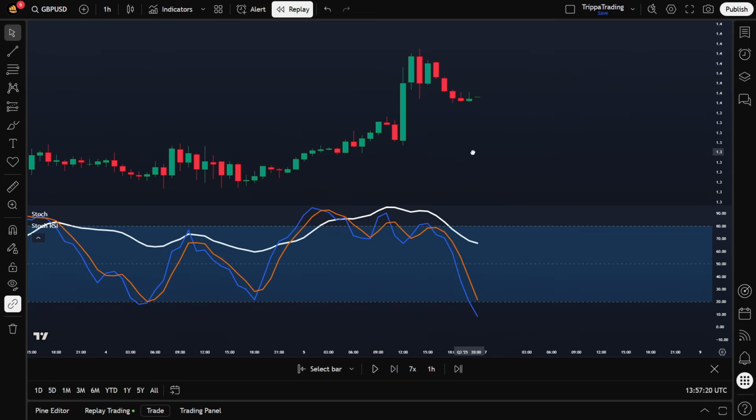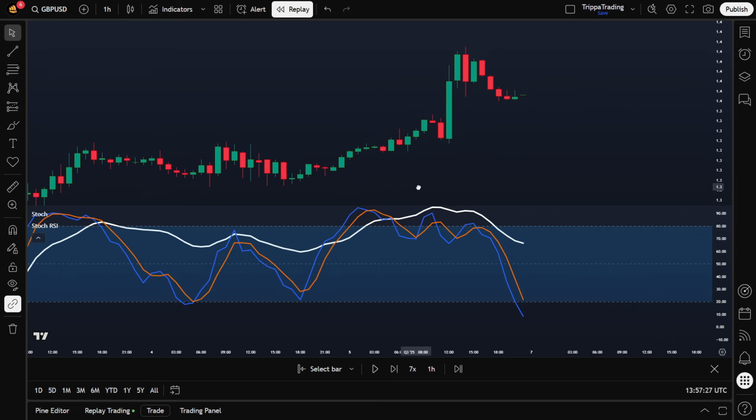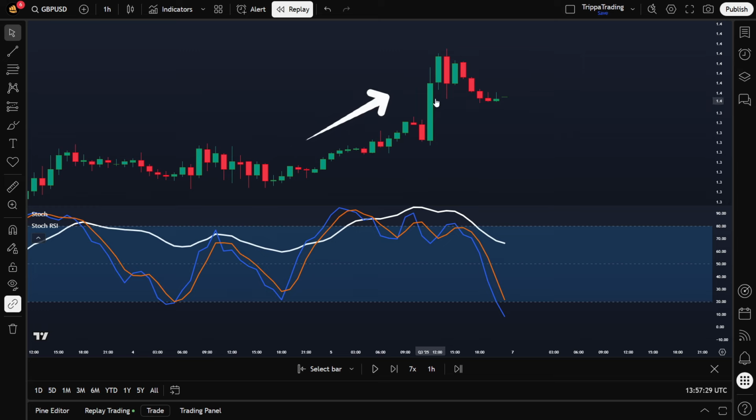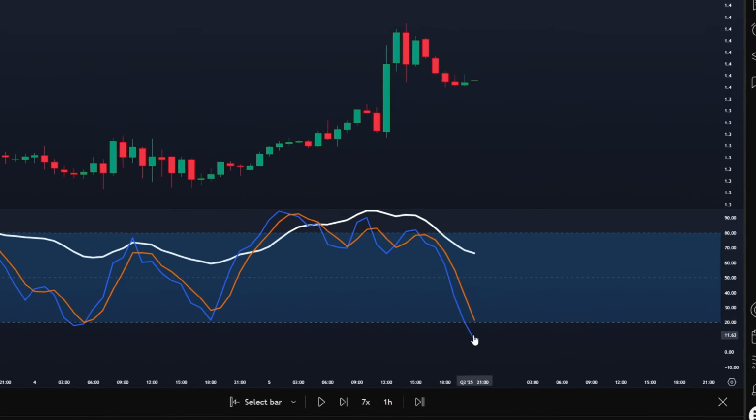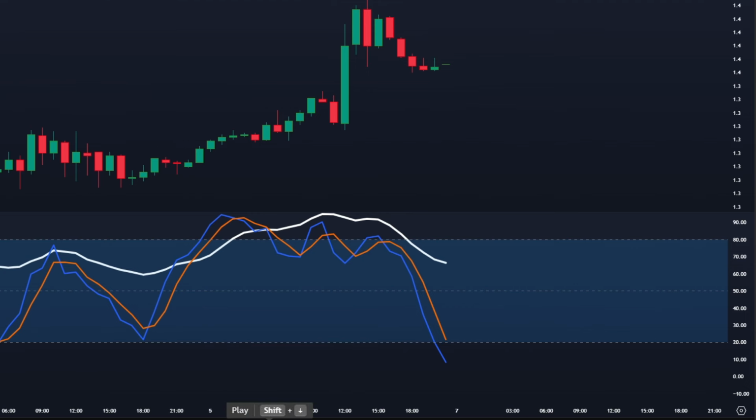Let's walk through a first live buy example. Here we can see the white line has been sitting clearly above 50 for a while, so the uptrend is obvious. Price pushes up, then starts pulling back. On the oscillator, the blue line drops below 20, while the orange line stays above it. That tells us the pullback is in progress.